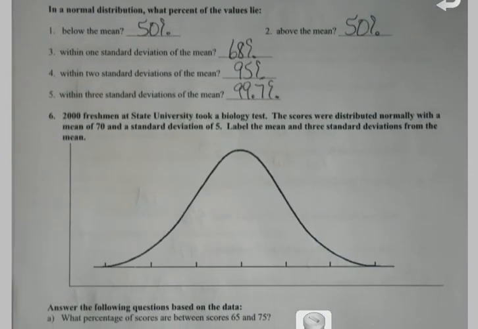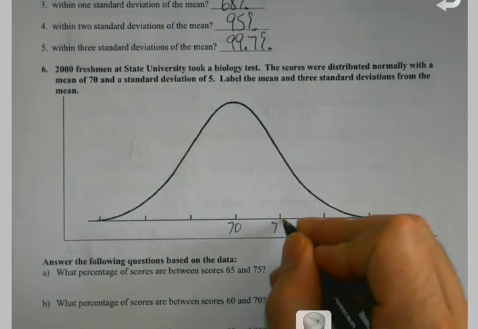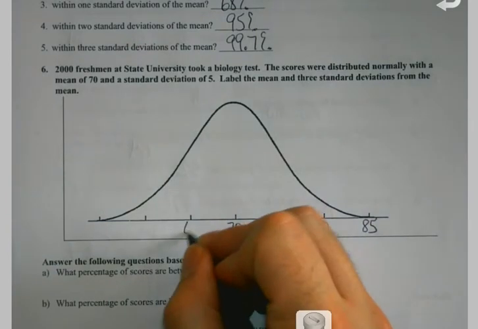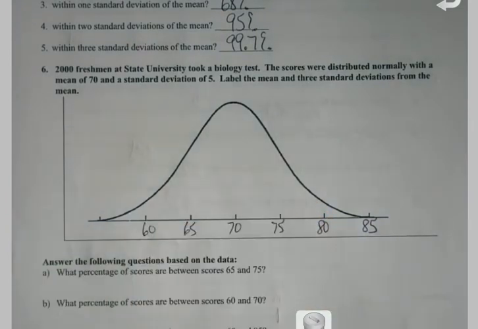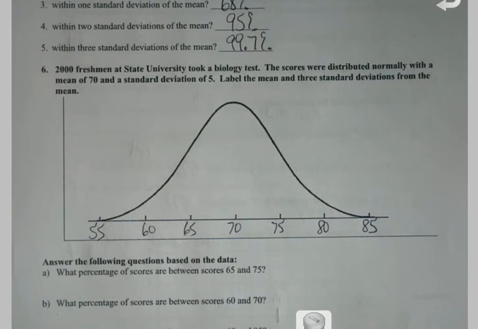So now we can actually apply that a little bit. We got 2,000 freshmen at State University took a biology test. Scores are distributed normally with a mean of 70, that's in the middle, and a standard deviation of 5, which just means the scores go up 5 for each deviation to the right, and down 5 for each deviation to the left.